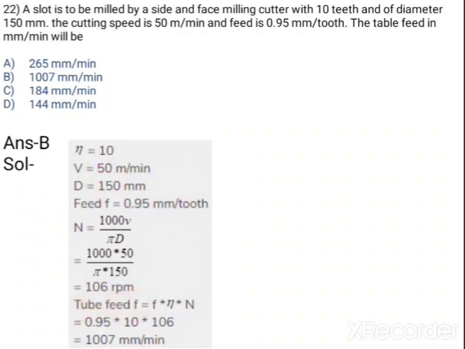Then you have to find out fm, that is nothing but ft into n into z. So 0.95 mm per tooth into 10 teeth into 106 revolutions per minute. Tooth will get cancelled. What is remaining? mm per minute is remaining, and that is fm. And what is the answer? 1007.98 mm per minute, so option B closely matches.